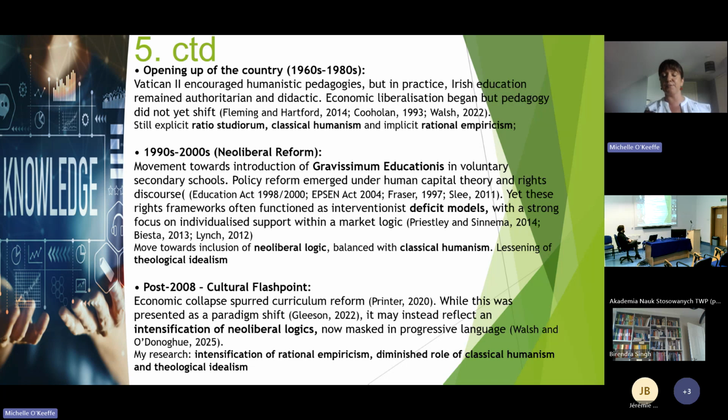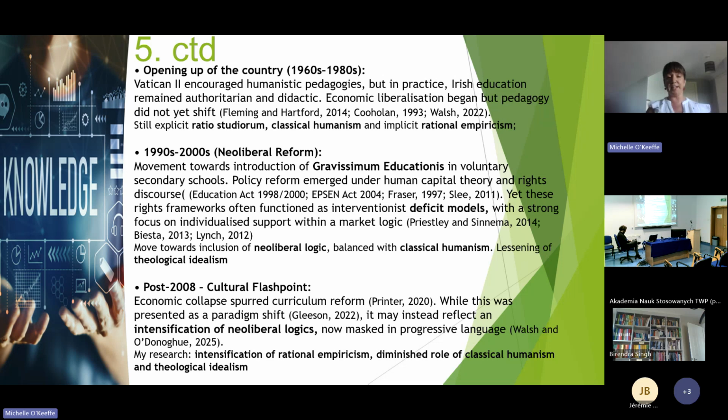So the didacts from Vatican II actually started coming into practice in the voluntary secondary schools. For example, you ended up having more lay teachers, lay board of management, and so on. Policy reform emerged also under human capital theory and rights-based discourses. So there was an awful lot of acts that came in that increased rights for special education needs and for inclusion and diversity. But there is also an argument that a lot of these were interventionist and deficit models with a focus on individualistic support within a market logic. In the literature, these are interventions that aren't necessarily seeing the other person holistically as they are. They're seeing them with a deficit that needs to be fixed in order to, again, engage with the education system. So there's a move towards inclusion of neoliberal logic, balanced with classical humanism still, and a lessening of theological idealism.